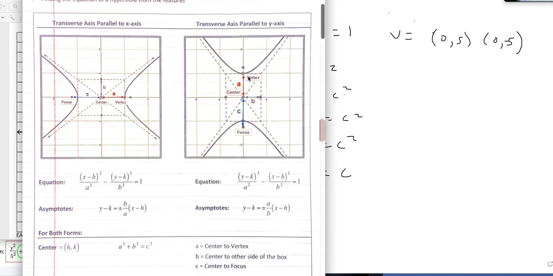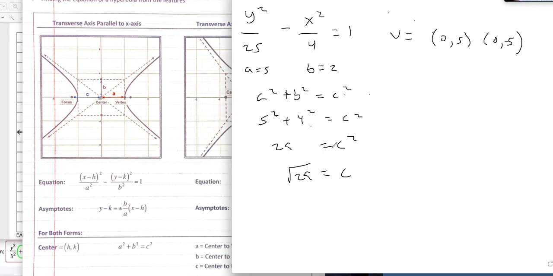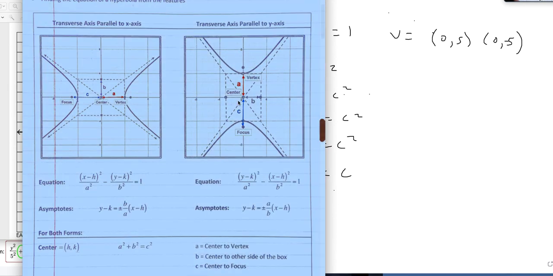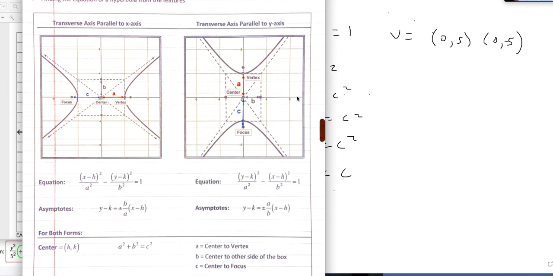If I pop back over here to the notes, I can point out what I just tried to do here. So A was up and down, that was our 5. B was left and right, so that was the 2 to either side. And that we knew B let us find C, which is right there and right there. And that's the distance from the center to the focus.